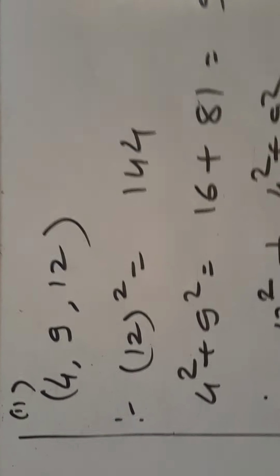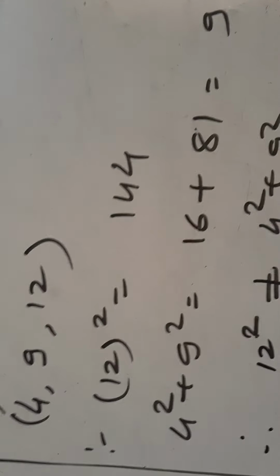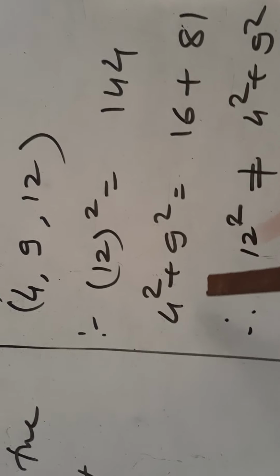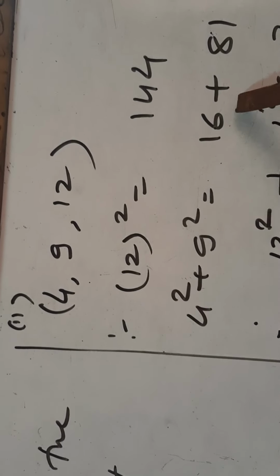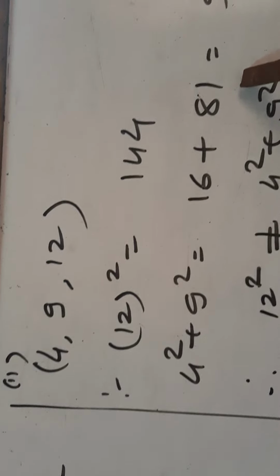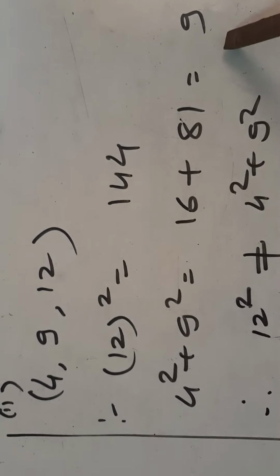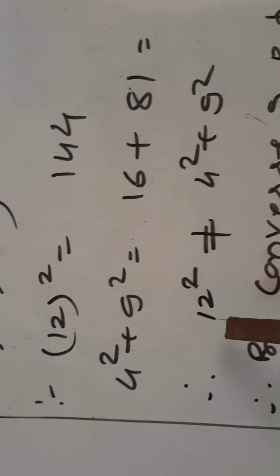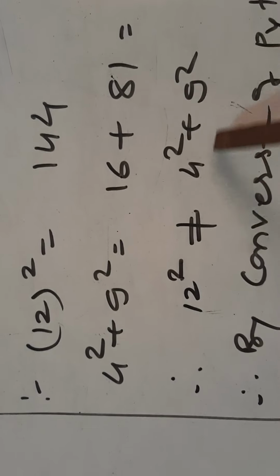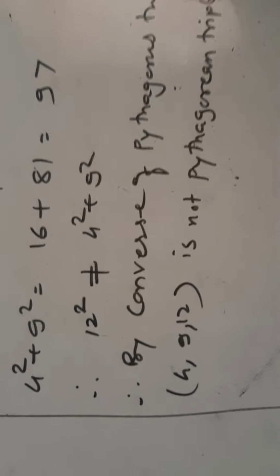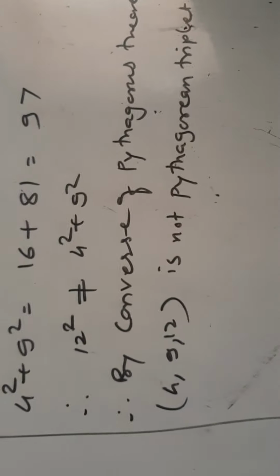In the same way, the second one is 4, 9, 12. Again the largest number is 12. The square of 12 is 144. Then the next two numbers, 4 square plus 9 square, that is 16 plus 81. Taking the addition, 16 plus 81 is 97. So these two are not equal. Therefore 12 square is not equal to 4 square plus 9 square. So by the converse of the Pythagoras theorem, 4, 9, 12 is not a Pythagorean triplet.